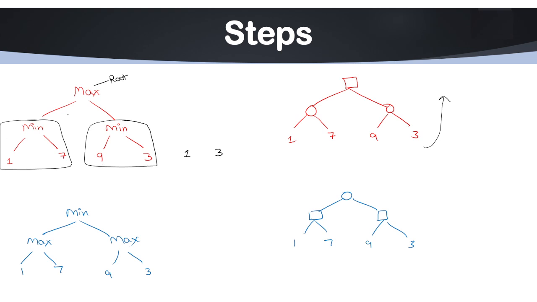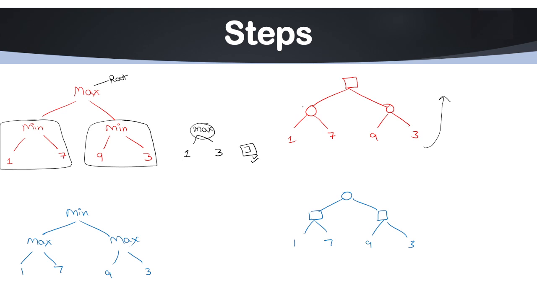So we have calculated the leaf nodes, that is the terminal state. Now the next move we have, now the tree becomes like this. After this, we have to calculate the max value. So out of 1 and 3, we have the maximum value 3. This is the optimal result that we have got after calculating the min-max search algorithm.